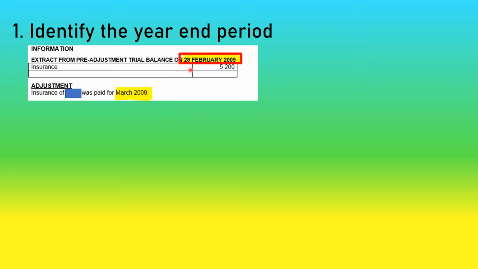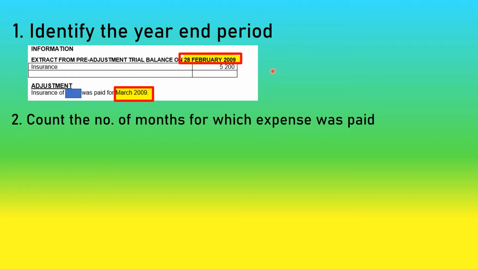Here I've highlighted the year-end period. It's very important to know the year-end period so you know what you're working with. I also like to draw a timeline. Step number 2 was to count the number of months for which the expense was paid. The expense was paid for March 2009. My year ends on the 28th February 2009. So I've paid expenses for the full 12 months plus the 1 month of March, equal to 13 months.